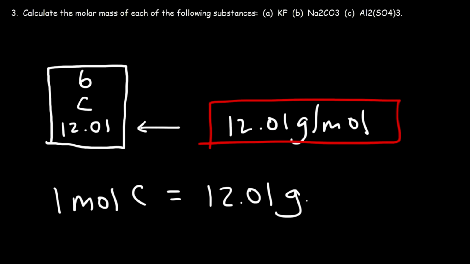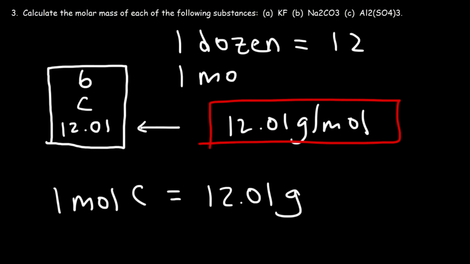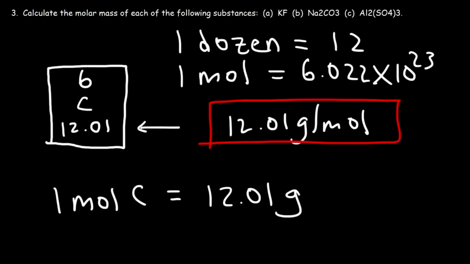Now you might be wondering, what is a mole? A mole represents a quantity of something. For instance, when you hear the word dozen, what do you think of? A dozen is 12. So if you have a dozen pens, you have 12 pens. If you have a dozen eggs, you have 12 eggs. Well, a mole is like a dozen. It represents a number, a quantity. A mole is 6.022 times 10 to the 23. In this case, 1 mole of carbon atoms is equal to 12.01 grams of carbon.